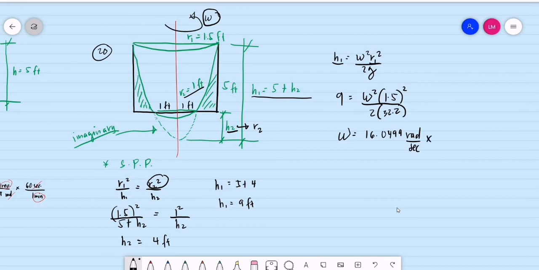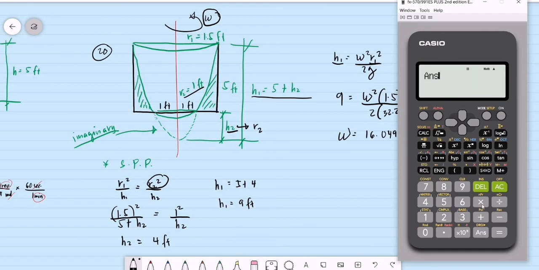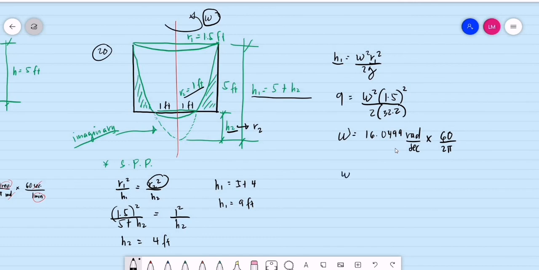We are converting this one to RPM. All we have to do is multiply it with 60 over 2 pi as per our previous problem. So multiplying the stored value by 60 divided by 2 pi, our answer will be in RPM, or revolutions per minute. So we have 153.265. So angular velocity is equal to 153.265 RPM. So this will be our answer.